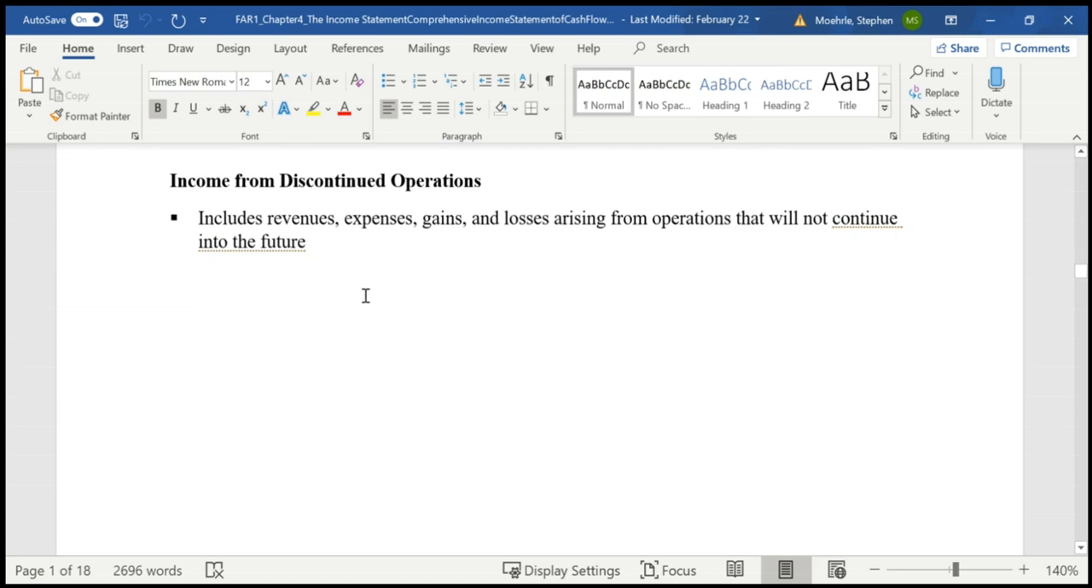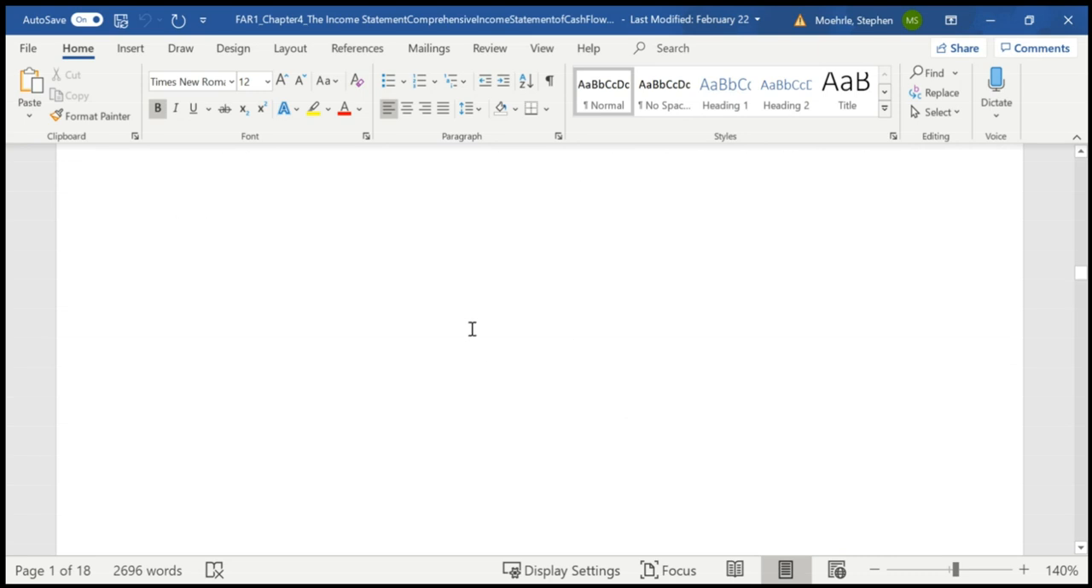Okay, income from discontinued operations. Just to introduce it, again, we'll have a video on this shortly, upcoming. Income from discontinued operations includes the revenues, expenses, and the gains and losses arising from operations that will not continue into the long-term future. They've already announced they're being discontinued.